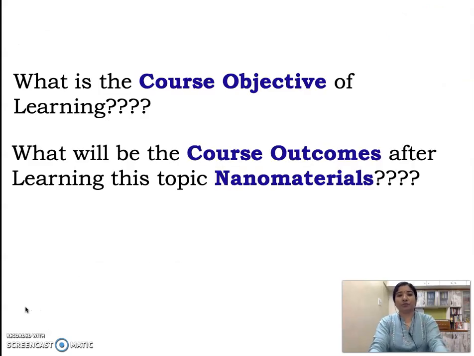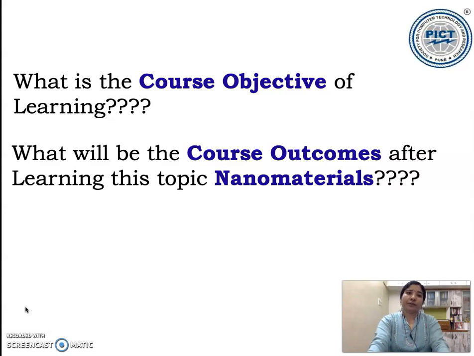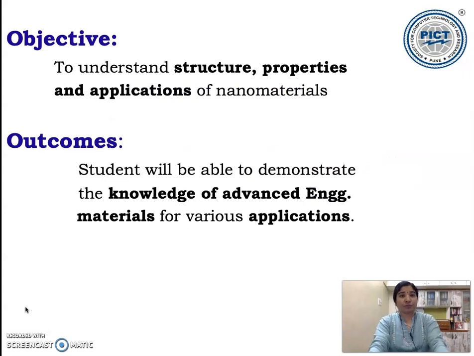But before starting the topic, first we should understand what is the course objective of this learning and what will be the course outcome of learning this topic, nanomaterials. As far as course objectives are concerned, it is to understand the structure, properties and applications of nanomaterials, and the course outcome will be that the student will be able to demonstrate the knowledge of advanced engineering materials for various engineering applications.